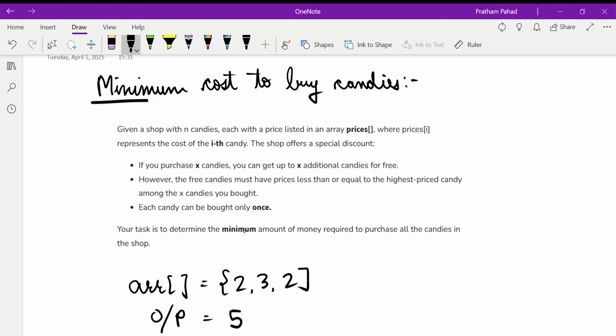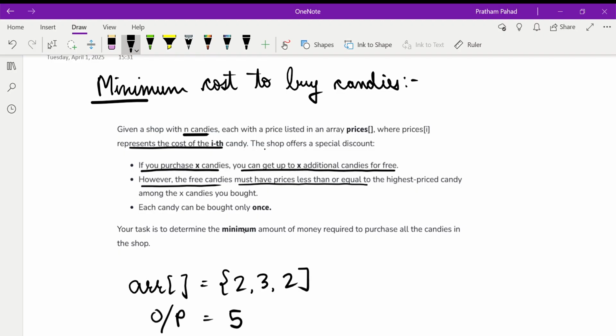Let's read the question. Given a shop with n candies, each with the price listed in an array of prices, where prices of i represent the cost of ith candy. The shop offers a special discount, which are mentioned below. Here are some important points given in the problem. If you purchase X candies, you can get up to X additional candies for free. However, the free candies must have prices less than or equal to the highest priced candy among the X candies you bought. Each candy can be bought only once. Our task is to determine the minimum amount of money required to purchase all the candies in the shop.